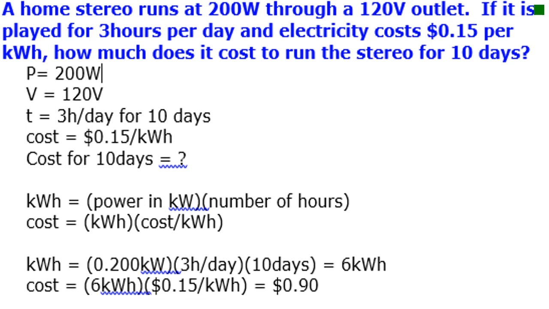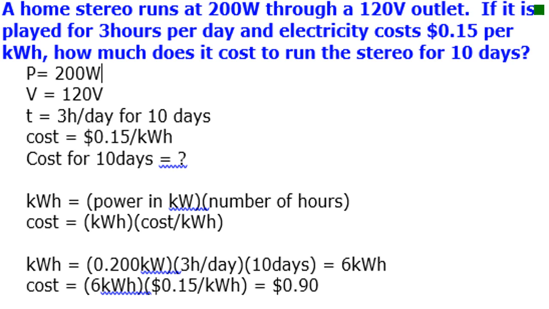Okay, so we have our variable stack. We have the power, which is 200 watts. Check. Voltage is 120 volts. Check. That's good. So time, we have 3 hours per day for 10 days. So that's important to know. And the cost is 15 cents per kilowatt hour. What's our cost for 10 days? This is a great variable stack because it anchors all the information, it summarizes all the information in this question. Okay, so now we're ready to do our calculations.